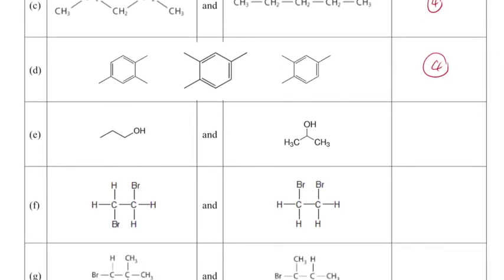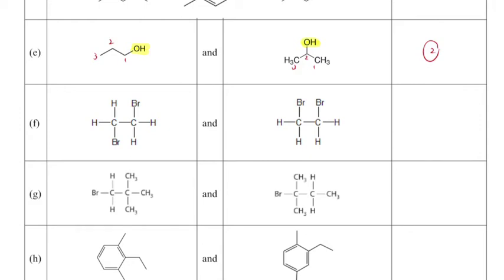First, they have the same functional group. Both of them have an OH group attached to it. But on the left hand side, the OH group is attached to the first carbon. On the right hand side, the OH group is attached to the second carbon. So they have the same molecular formula, they have the same functional group, but the functional group is placed at a different position, so they are position isomers.